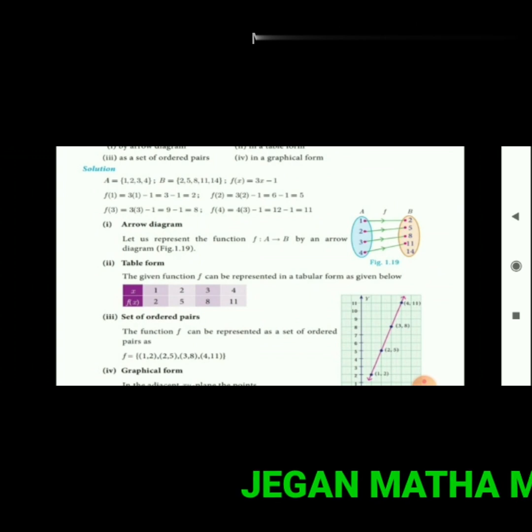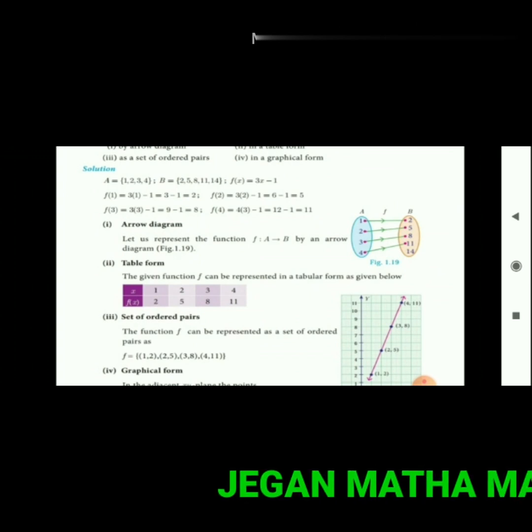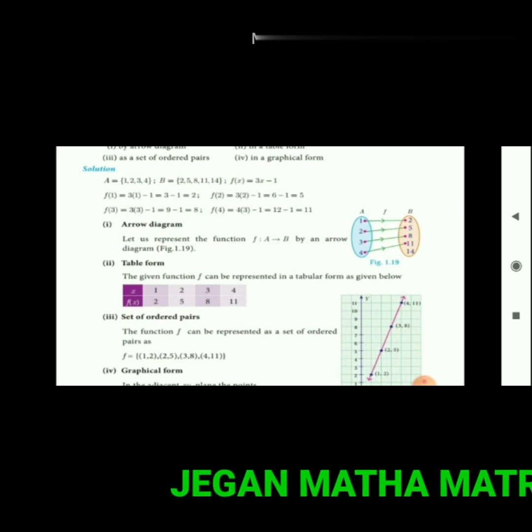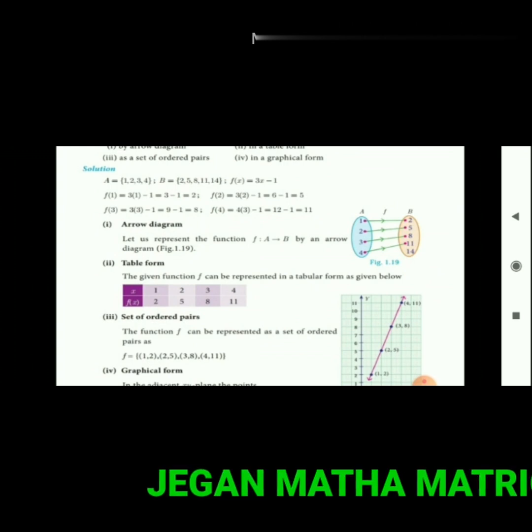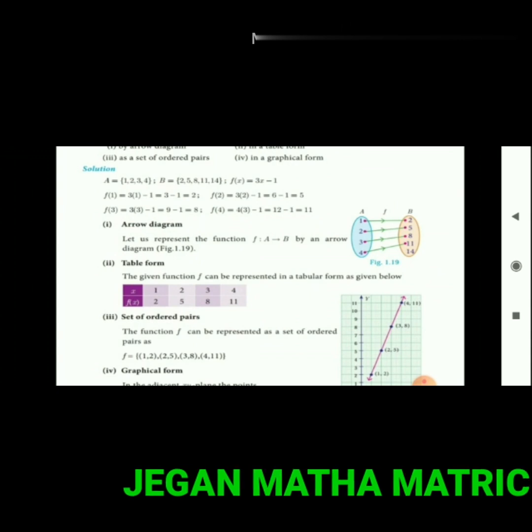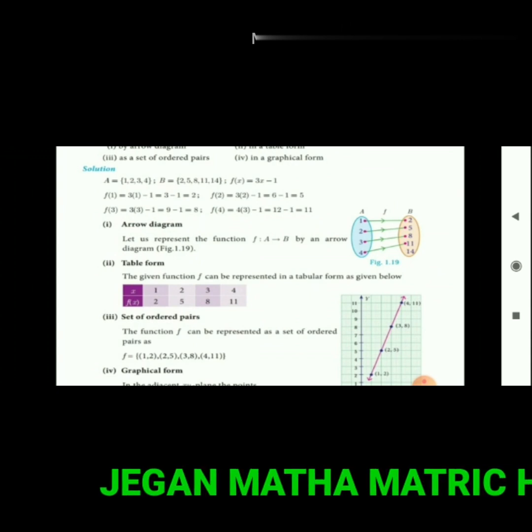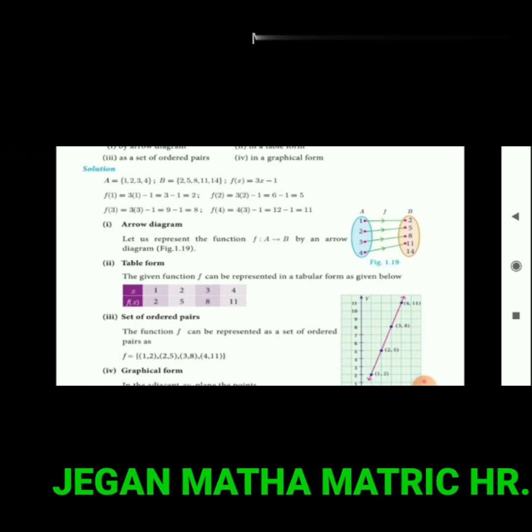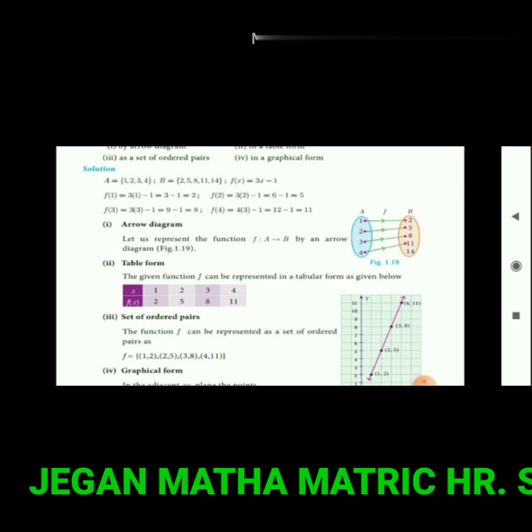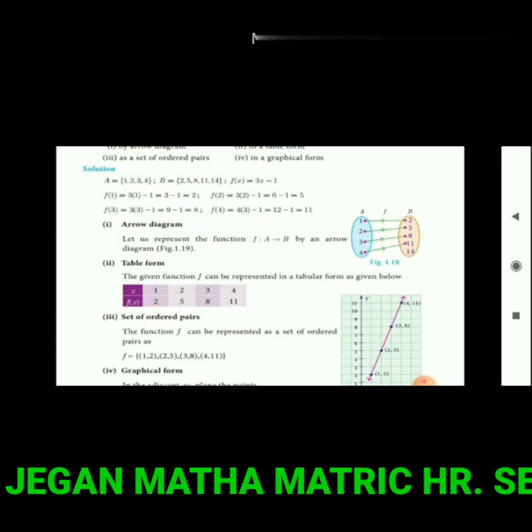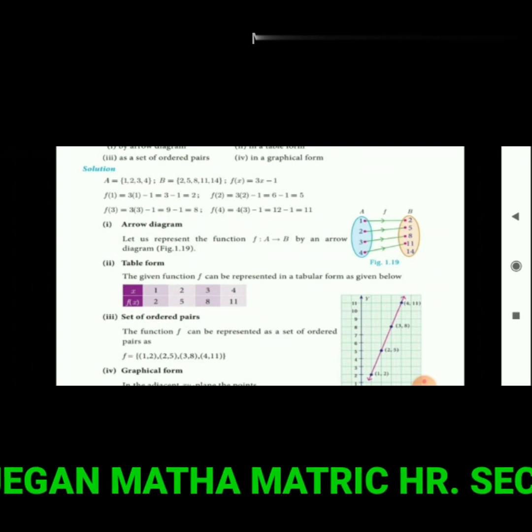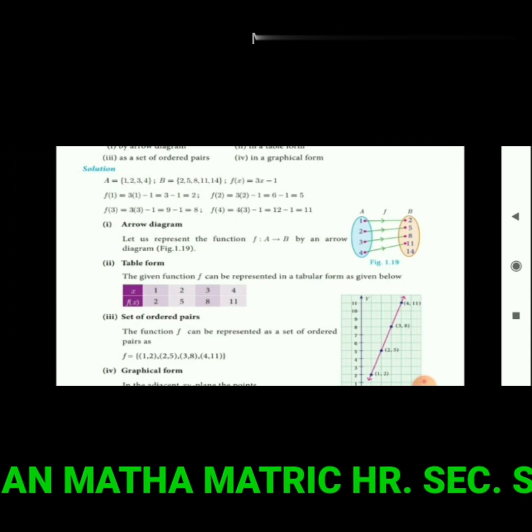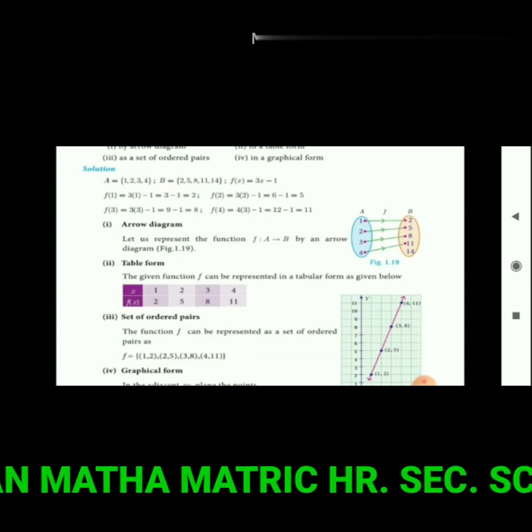So how to draw the arrow diagram? Here the first Venn diagram represents set A and the second Venn diagram represents set B. Here 1, 2, 3, 4 are the elements of A, and 2, 5, 8, 11, 14 are the elements of set B. Let us map A with B. Here 1 with 2, 2 with 5, 3 with 8, 4 with 11. This is the arrow diagram.